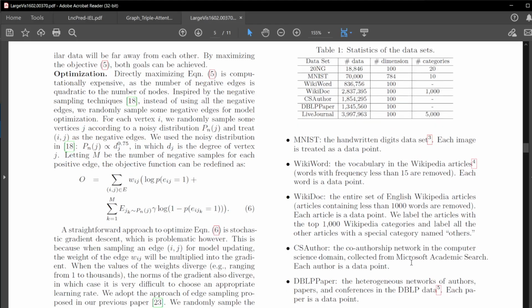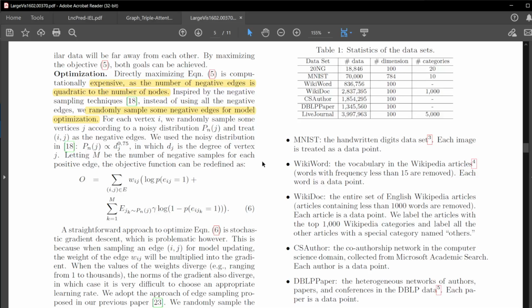Optimization. Directly maximizing Equation 5 is computationally expensive, as the number of negative edges is quadratic to the number of nodes. Inspired by the negative sampling techniques [18], instead of using all the negative edges, we randomly sample some negative edges for model optimization. For each vertex i, we randomly sample some vertices j according to a noisy distribution P_n(j) and treat (i, j) as the negative edges. We used the noisy distribution in [18], P_n(j) ∝ d_j^0.75, in which d_j is the degree of vertex j.